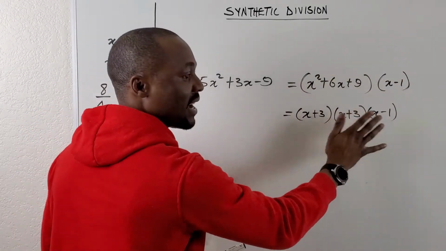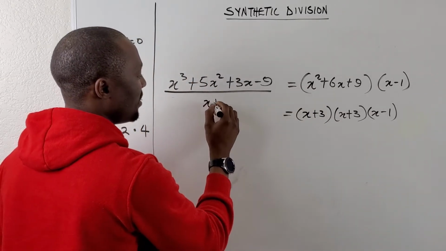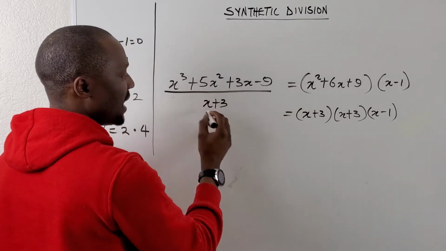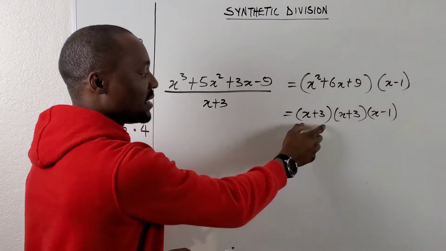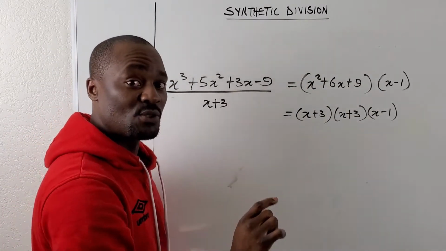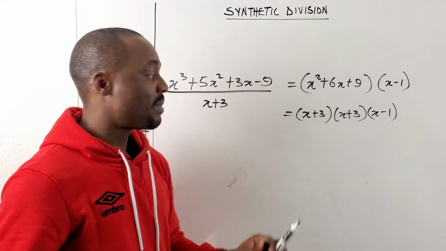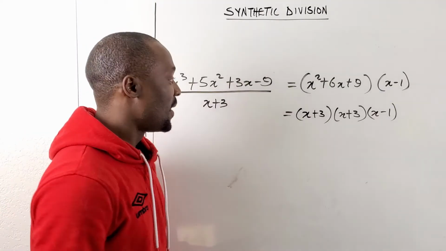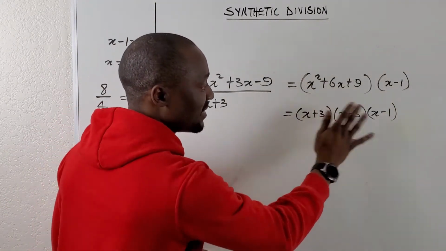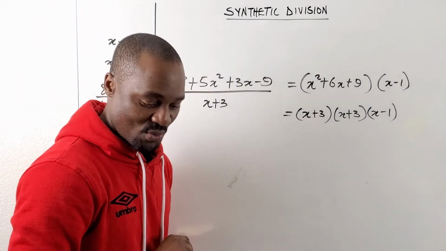I'm going to erase this side now and make this the question. Let's say you want to divide this by x plus 3. What will be our quotient and what will be the remainder? Because this is a factor, we expect the remainder to be 0. So I'm going to erase this and then we're going to try and divide with this and see what synthetic division will give us.